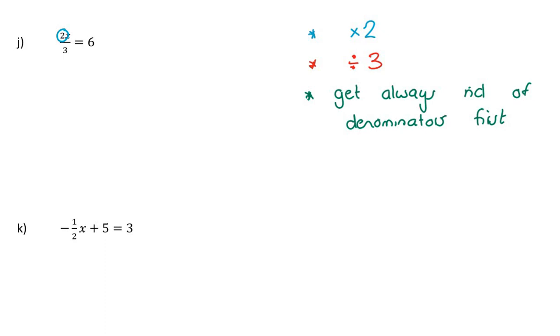So let's have a look here. What that means is I need to get rid of dividing by 3 first. So how do I undo dividing by 3? I'm going to multiply by 3. So I'm going to multiply the left-hand side by 3, as long as I multiply the right-hand side by 3. So 3 divided by 3, that'll cancel to 1. So I get 1 times 2x, which is 2x, and this is 18.